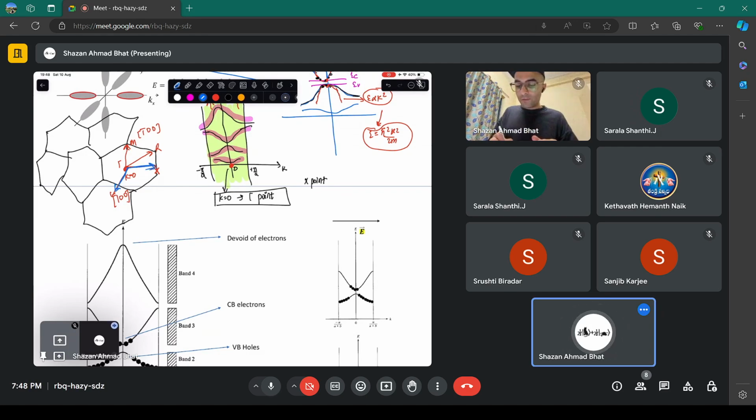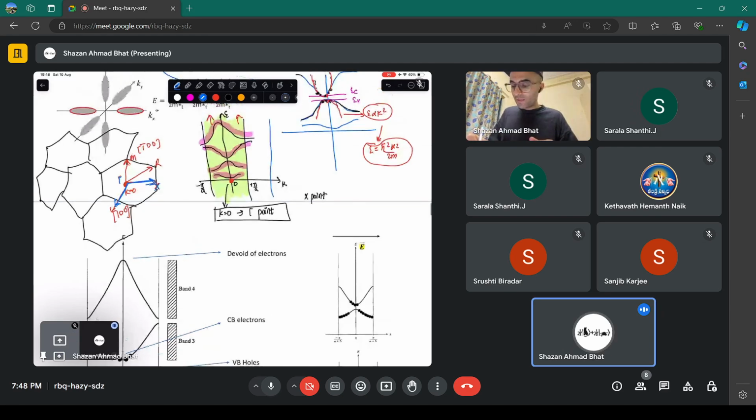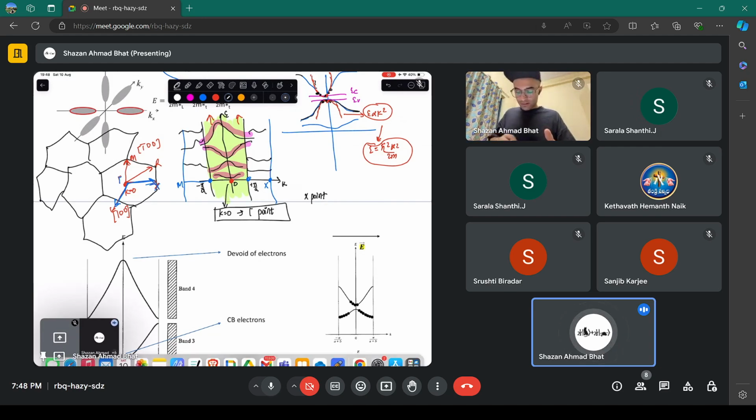If it goes from gamma to X, there is one more zone here, which will be gamma to X. There is one more zone here, which will be gamma to M. Then you can show these bands and these will be extended. You will see some structures like this. Okay, let's see.